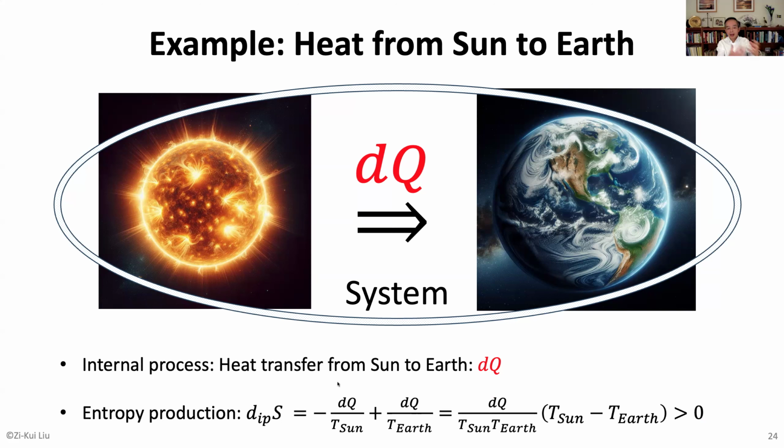Because the heat is taken from the sun, this portion is decreasing, so it's minus dq divided by the temperature of the sun. And then the heat arrives at the earth, so it's dq divided by T, the temperature of the earth. Since we know that the temperature of the sun is much, much higher than the temperature of the earth, this process of heat transfer from the sun to the earth will increase the entropy of the system if you put the sun and earth together as a system.